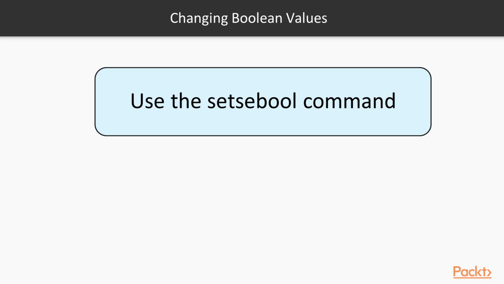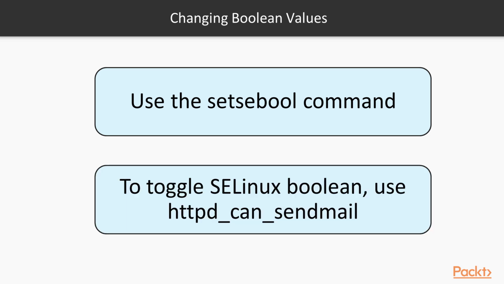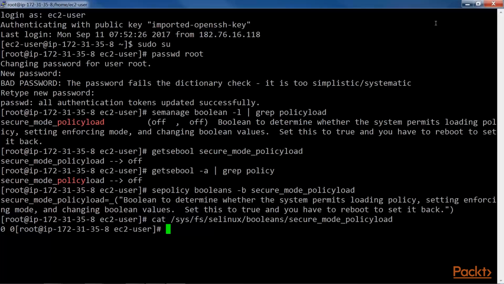Now, we can change the value of a Boolean using the setsebool command. For instance, to toggle the SELinux Boolean, we can use httpd_can_sendmail, which enables or disables the policy rules that allow web servers to send emails. Let's execute and check this command.